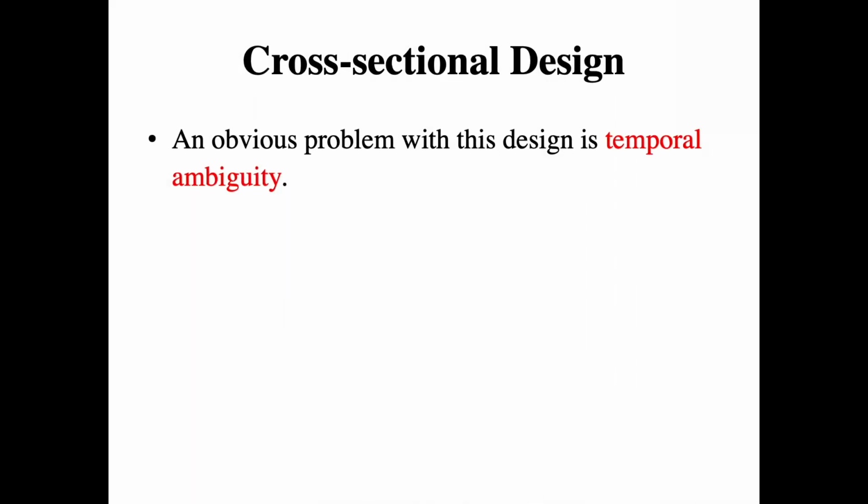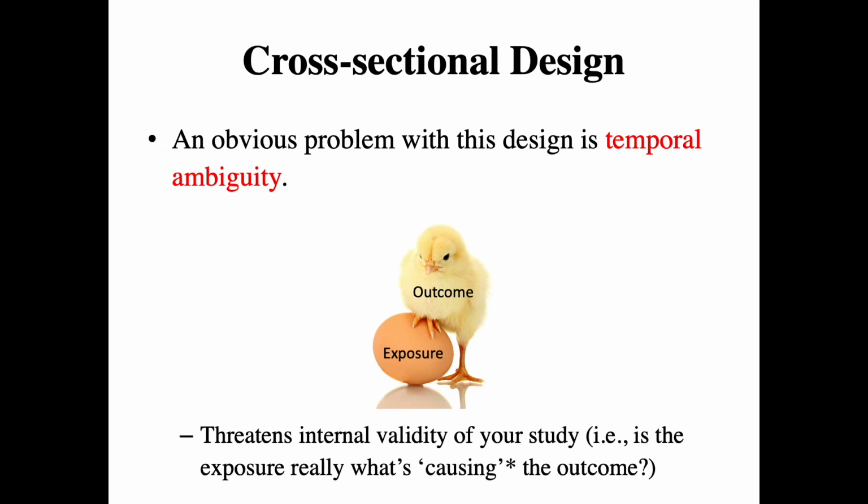So the obvious problem with cross-sectional designs is the problem of temporal ambiguity. So what does this mean? I think it can be exemplified in this particular image here. We're not really sure which occurred first. Was it the exposure that occurred first that affected the outcome, or is it the other way around? Okay. So this actually threatens the validity of your study.